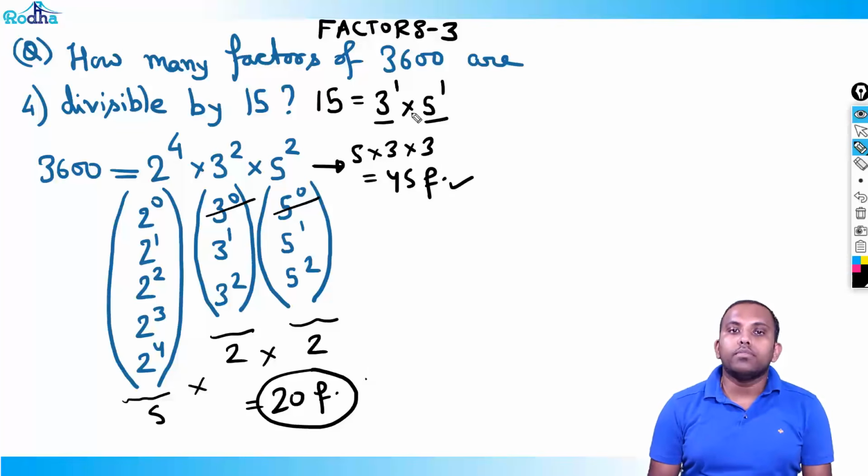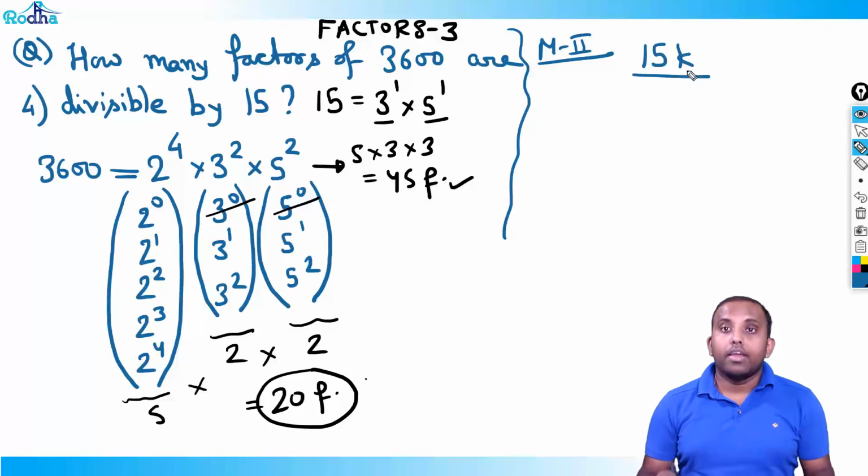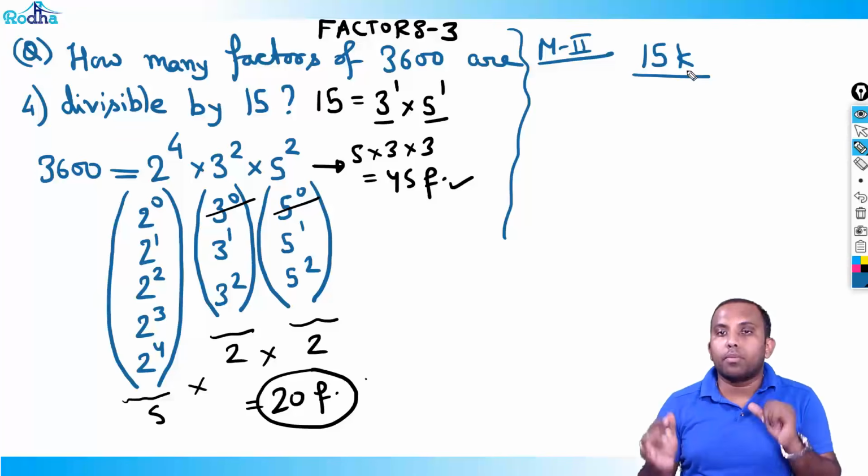15 is 3 into 5, so every factor has to contain one 3 and one 5. From 3's bracket, I can't pick 3 raised to 0, and from 5's bracket, I can't pick 5 raised to 0. Correct. Now again method 2, which we discussed in the last videos also. We can directly do it. For a number to be divisible by 15, it has to be of the form 15k, a multiple of 15.